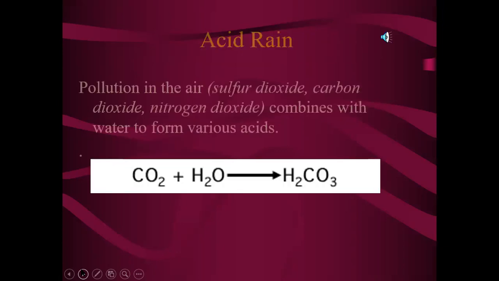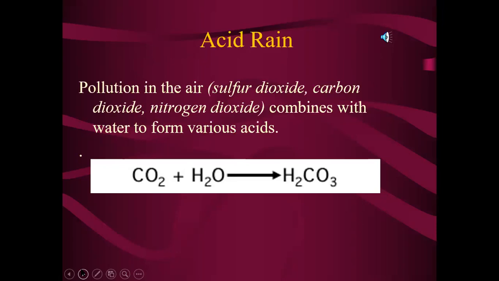Now, acid rain. Acid rain is pollution in the air by sulfur dioxide, carbon dioxide, nitrogen dioxide, combining with water to form various acids. More acids. Acid rain.